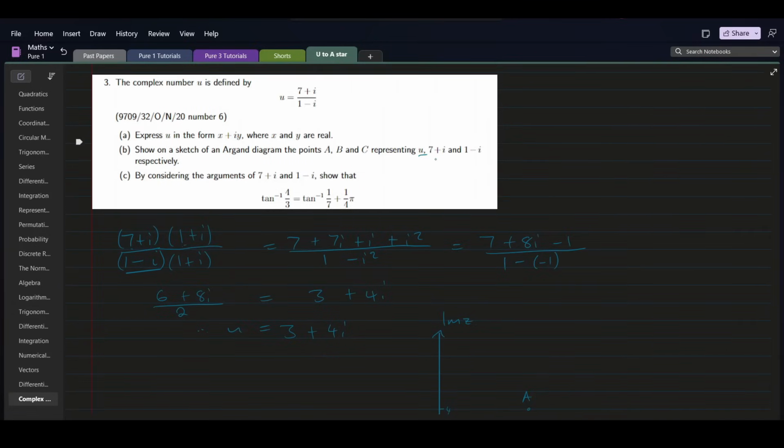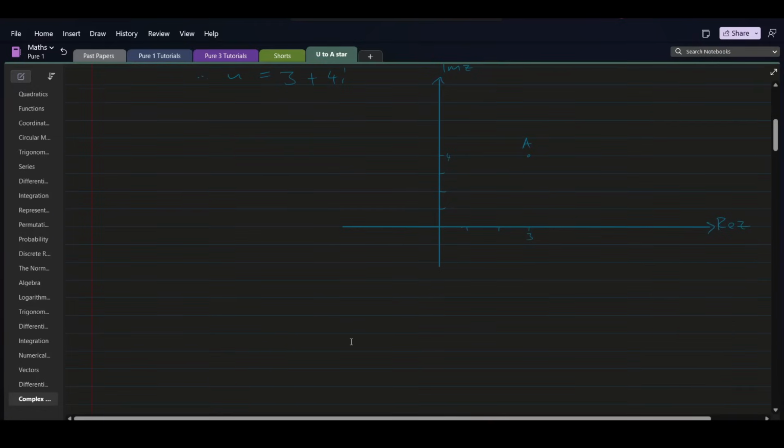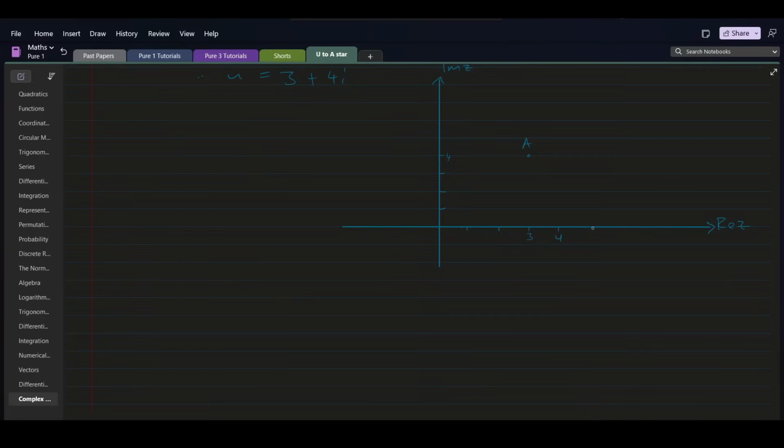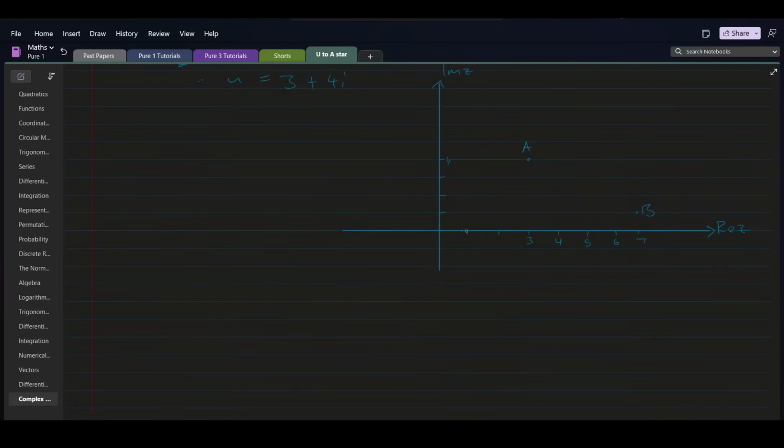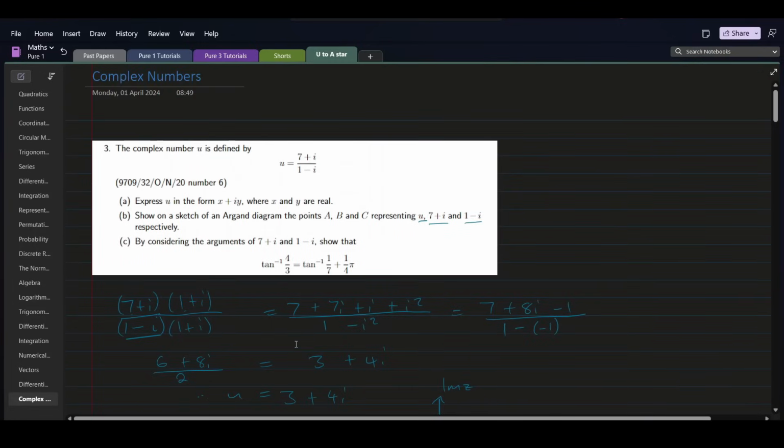And then we've got a point B. Point B is representing 7 plus i. Okay, so 7 plus i, that's 3, that's 4, that's 5, 6, 7. So that's 7 units in the real axis and 1 unit in the imaginary axis. So this would be point B. And then finally, we have a point C representing 1 minus i. Okay, so 1 minus i, that's 1 unit in the real axis, and then minus i, that's negative 1 unit in the imaginary axis. So that means our point C would be over here. That would be C. And this would be the Argand diagram representing the points A, B, and C.